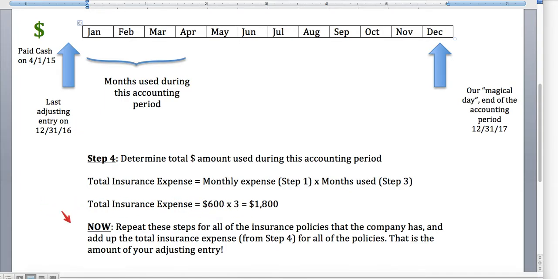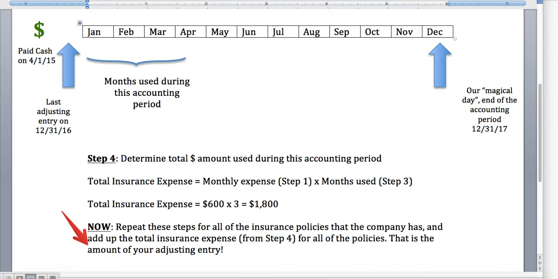Now, because there are multiple insurance policies, in order to determine the company's total insurance expense for all policies, you have to repeat these 4 steps for all of the insurance policies that the company has. And then you add up the total insurance expense that you calculate from step 4 for each of the 3 policies, and that will tell you the total amount of your adjusting entry.